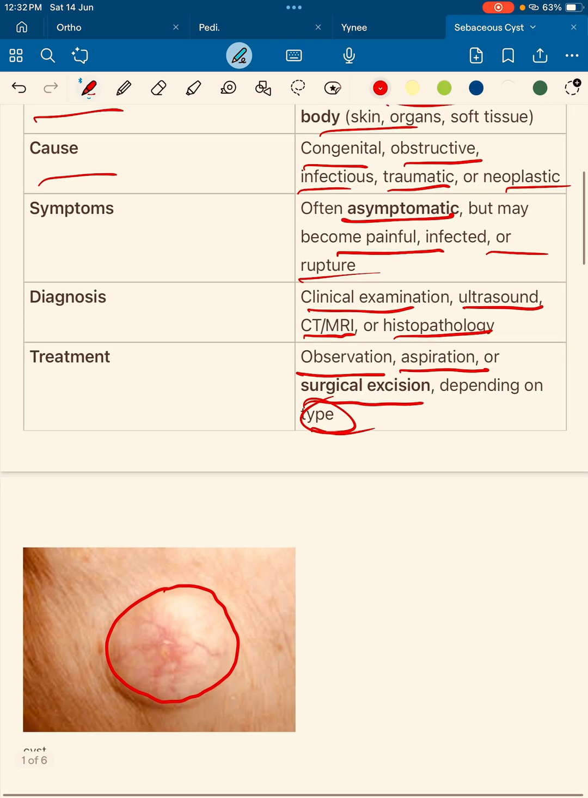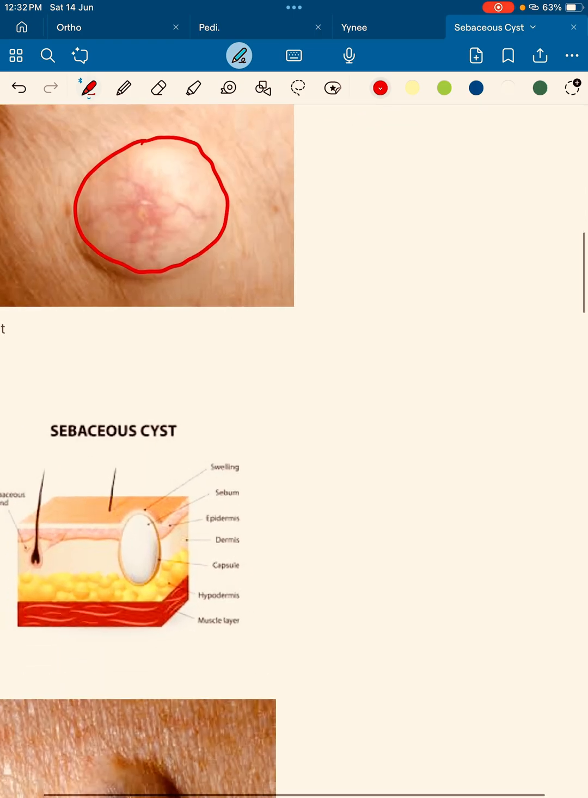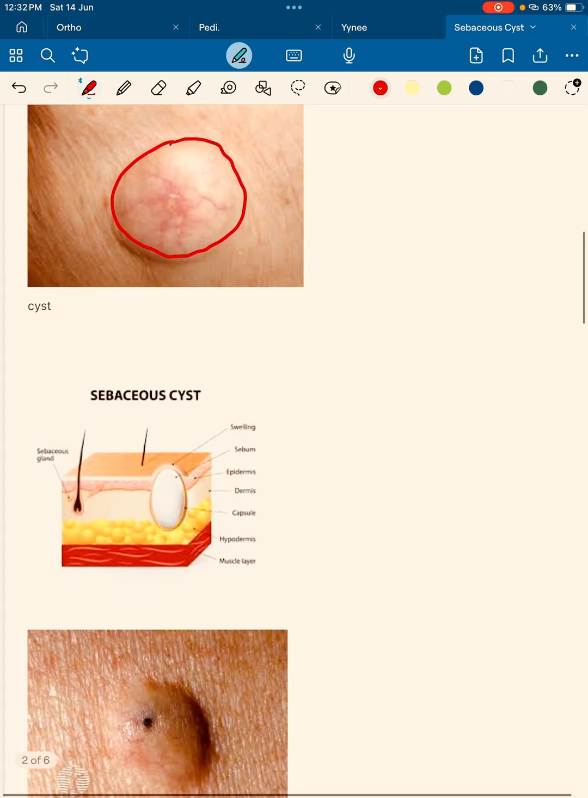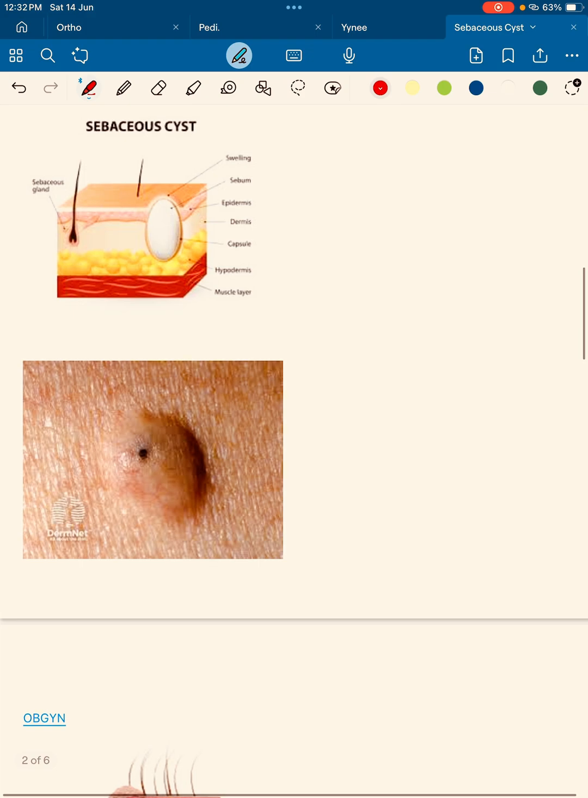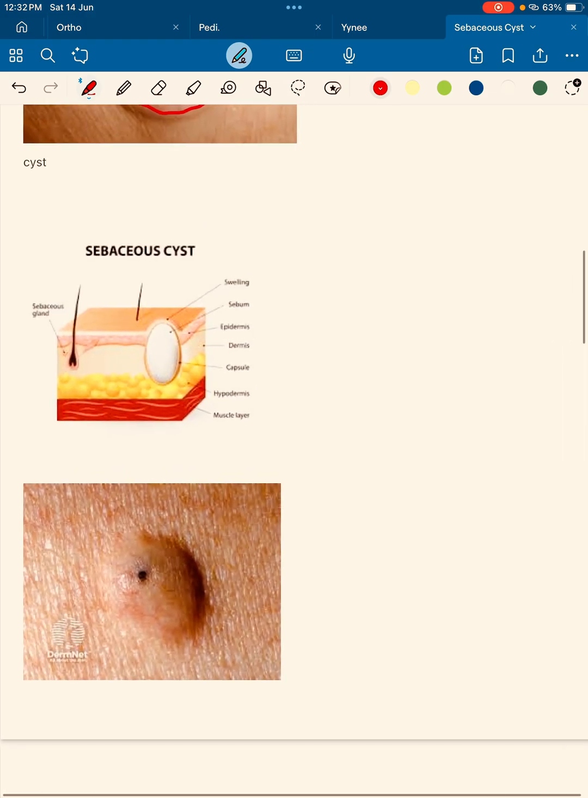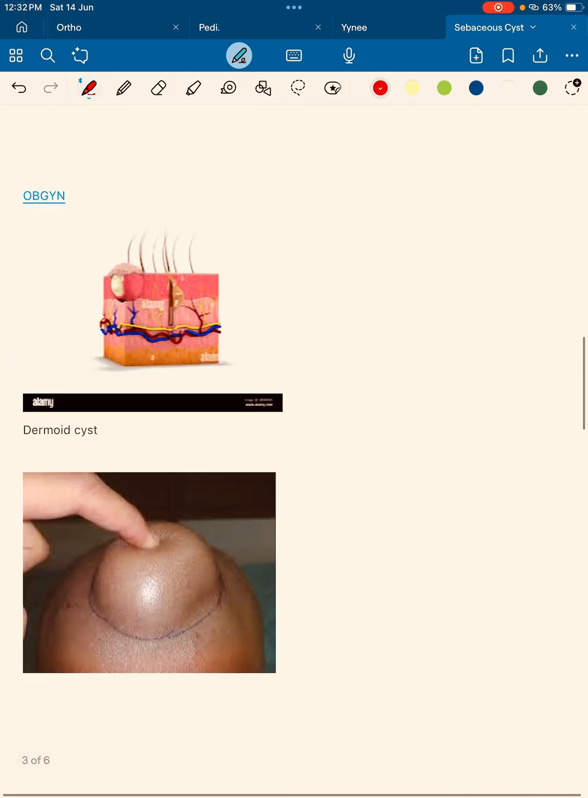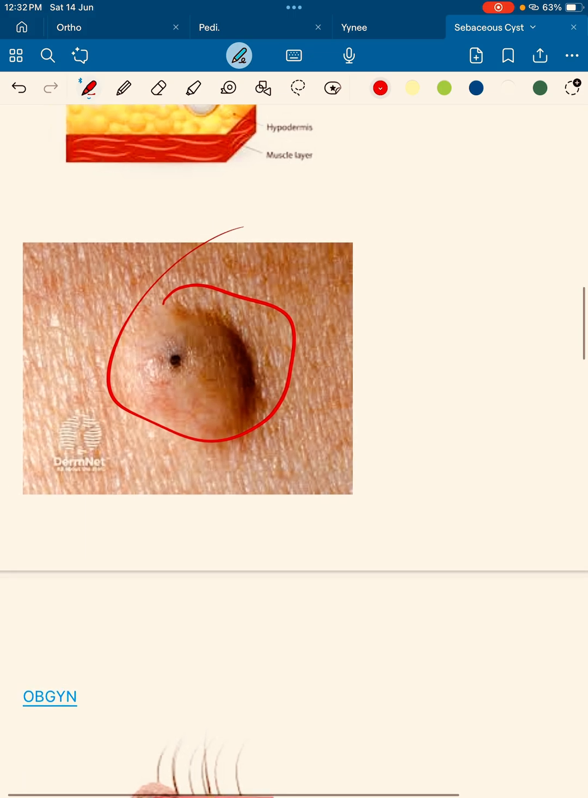So we can say it in one sentence: a cyst is a closed sac lined by epithelium filled with liquid, semi-solid, or gaseous substance. So today our topic is the difference between sebaceous cyst and dermoid cyst. You can see that that's a sebaceous cyst and that's a dermoid cyst. So just look at the picture for a moment.